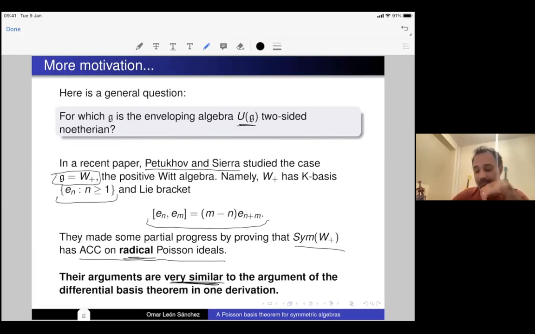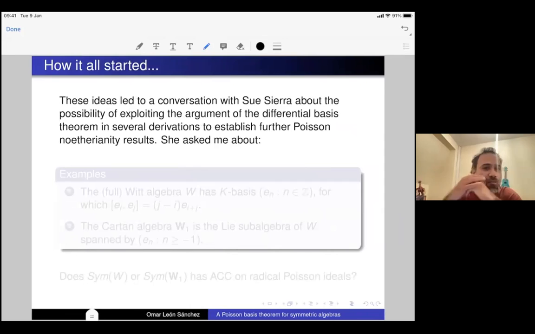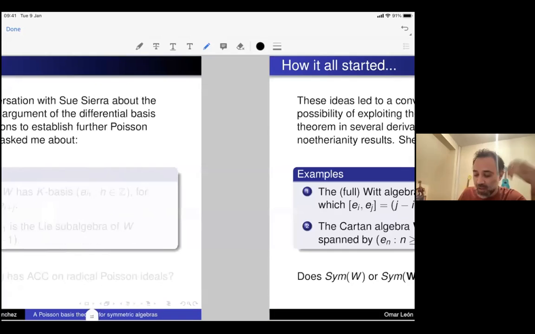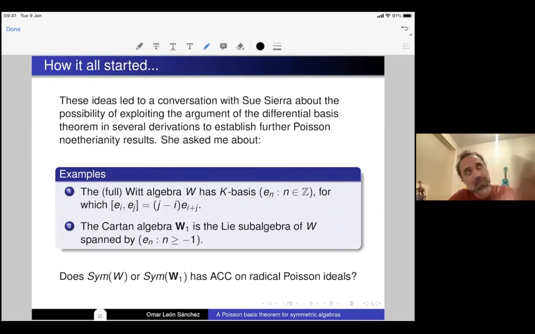Anyways, after I saw that, I spoke to Alexei a bit, and this led to conversations with Sue about the possibility of exploiting the general argument for the differential basis theorem in finitely many commuting derivations to establish some Poisson Noetherianity for a more general class rather than just the positive Witt algebra. The first question she asked me was, can we adapt the arguments using these differential basis ideas to prove similar Poisson Noetherianity for other Lie algebras, or for the symmetric algebra of other Lie algebras?